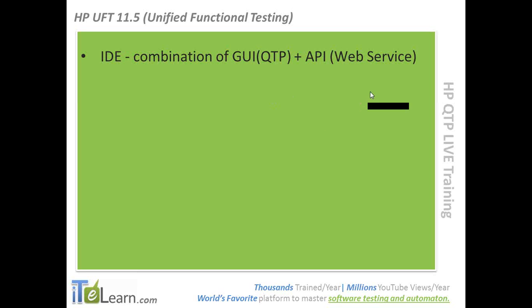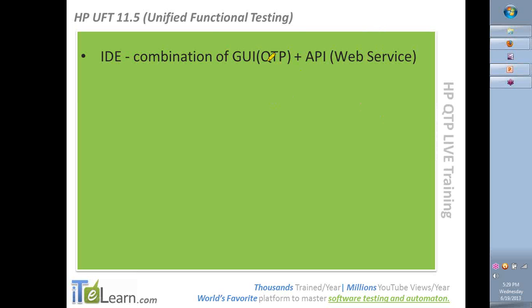Okay. Our focus, yes, will continue to be around GUI or the QTP. We will not really focus on the web services as part of the QTP tutorials that we're doing. However, we're going to use this in version 11.5. Then why should we use 11.5? Why should we not use version 10?